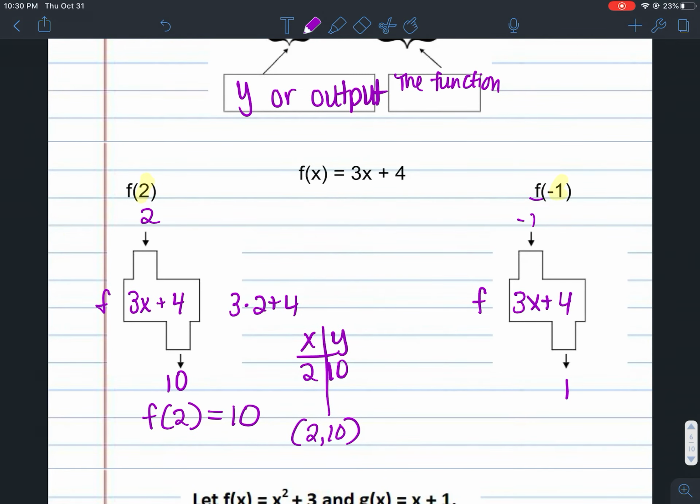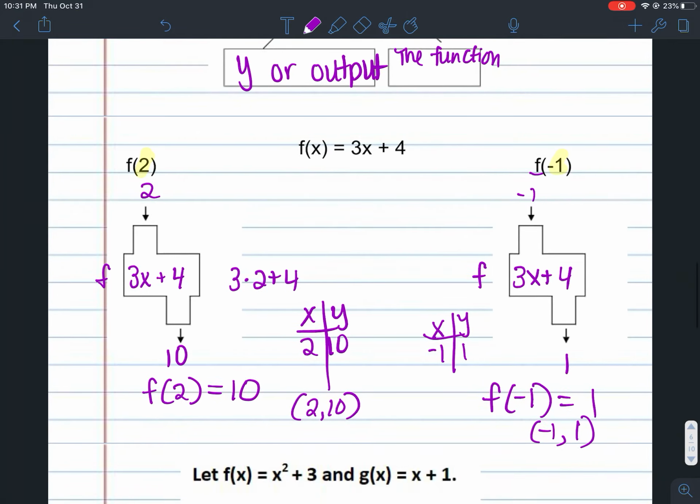So we're looking at that xy table again. Negative 1, output is 1. Or we're also looking at it as f, and that reads f of negative 1. Or when x is negative 1, the output, and even thinking of output as after, it popped out a 1. It equals 1. The after is 1. So that's what that one would be. And the same thing, or negative 1, 1.